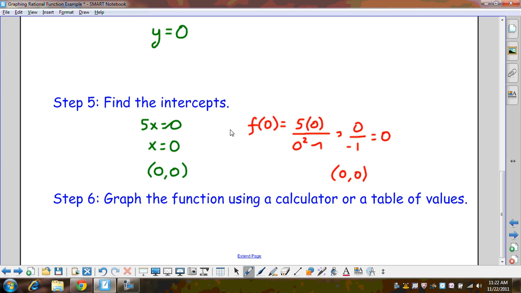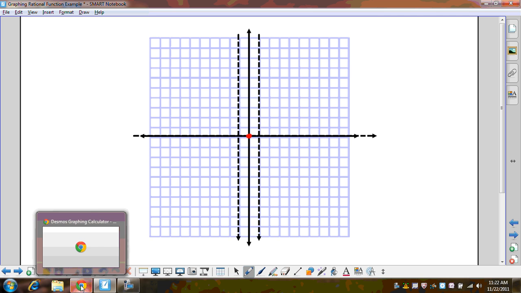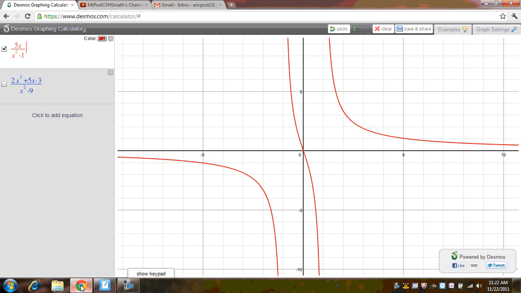Okay, now at this point, the way you're going to handle this depends on what your teacher wants you to do. So for step number 6, I say graph the function using a calculator or a table of values. Some teachers are going to want their students to actually make a table of values. In other words, just start picking x values, -2, -3, 4, 10, whatever, and you're going to plot points based on your table of values. What I'm going to do is use the graphing calculator to help me put this together.